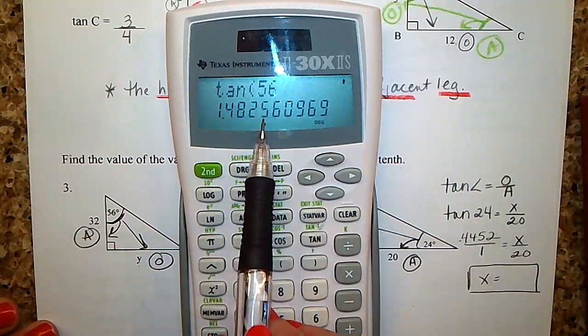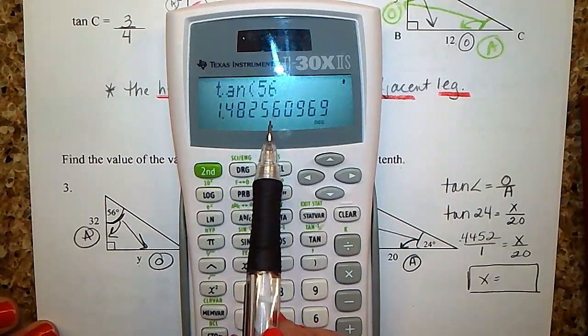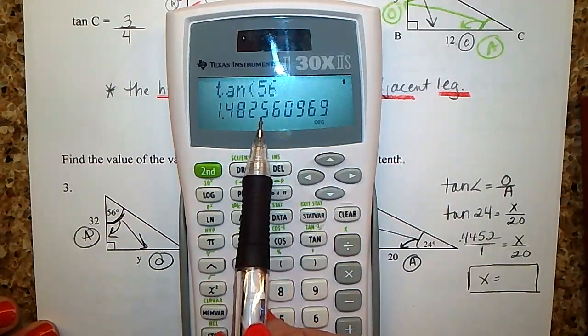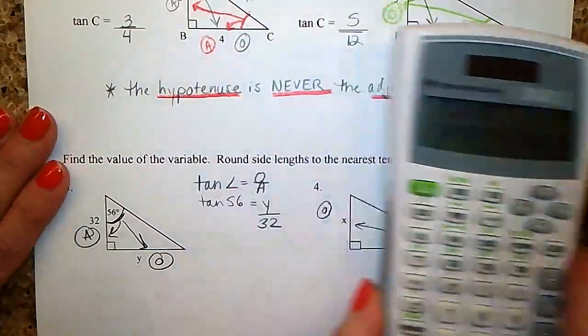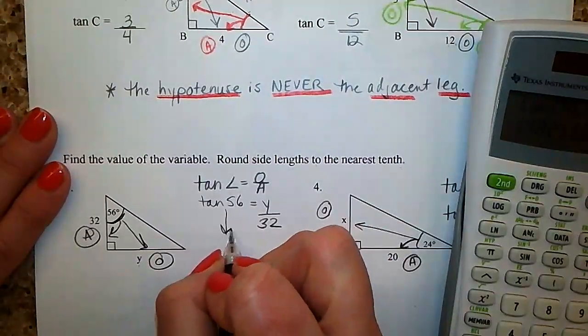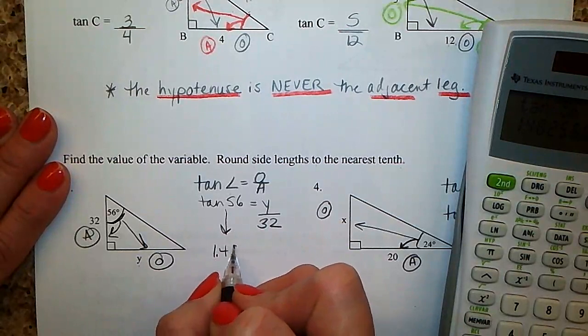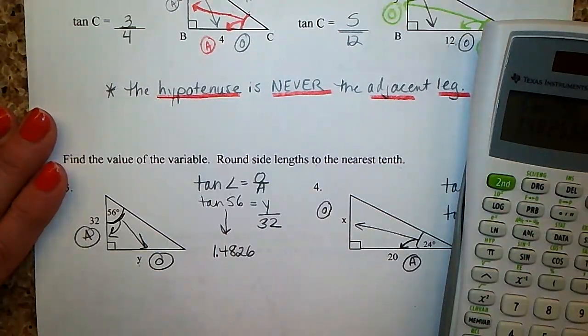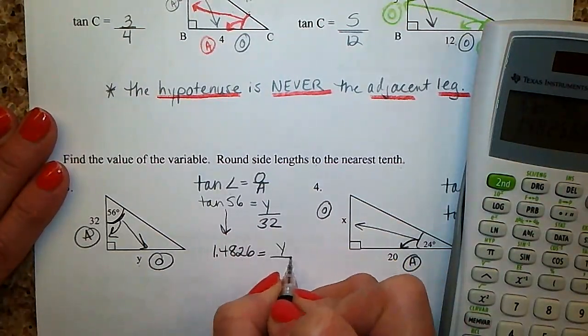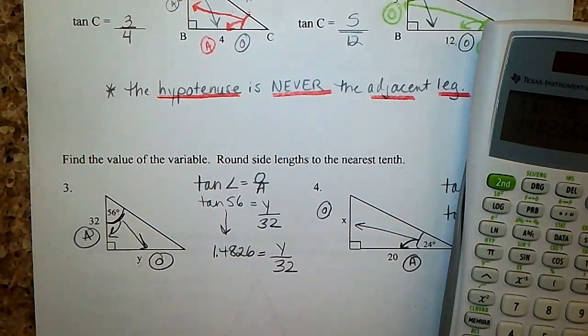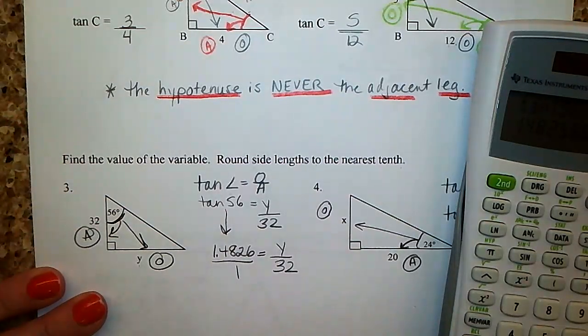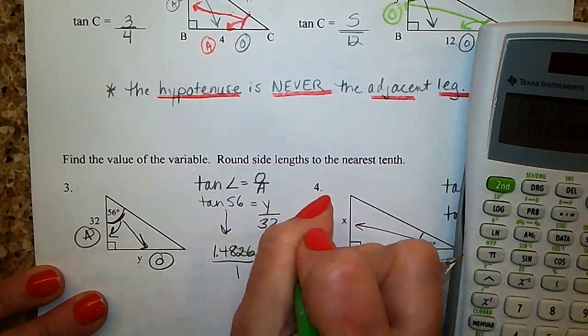1.4825. Now I want to take that number out 4 places. The next number is a 6, which means I have to round that 5 up, which means it's going to round to a 6. So the tangent of 56 is actually 1.4826 equal to y over 32. Now I want to create a proportion here.